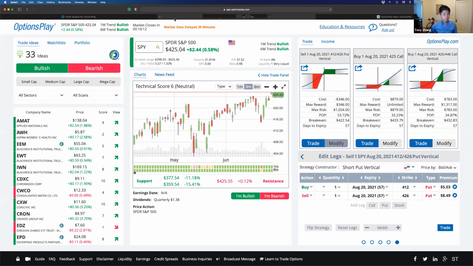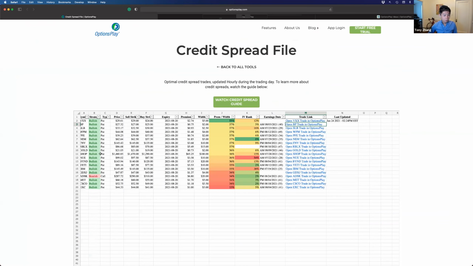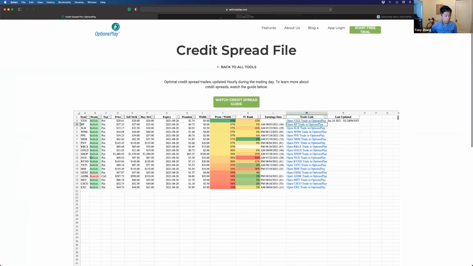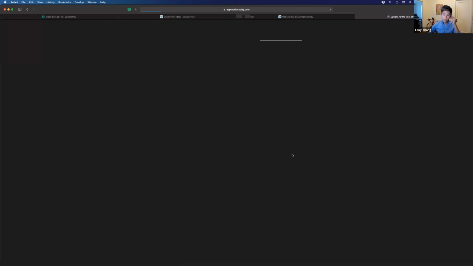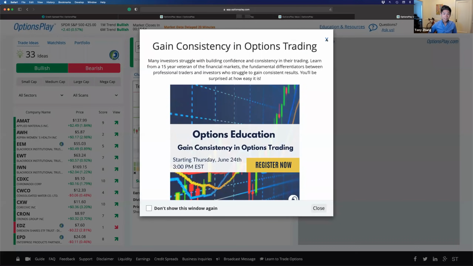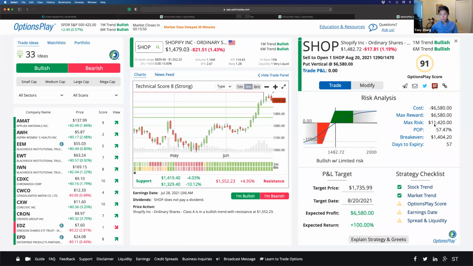Now I'm going to give you another example. Let's say you're looking at this report and you're interested in Shopify. Shopify is a $1,400 stock. And I see this too often with investors: they just get into whatever trade they think is best. They don't look at how much the max risk is and whether it exceeds their risk tolerance, because this max risk, as you can see, is $11,000. Now, if my risk tolerance is $1,000, meaning the most I am willing to risk is $1,000, what should I do with this trade?